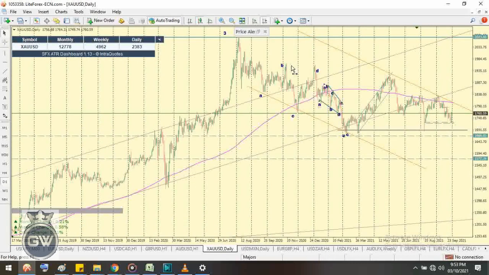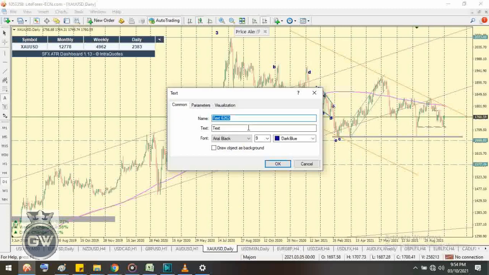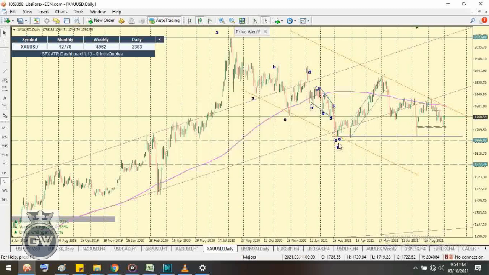From that level right there, you can see price did bounce up. So with this huge A, B, C, D, and E here at this point, we can then look at this as a W leg. We look at this as a correction which has created a W. So this is our W leg, and I think that this is an X.